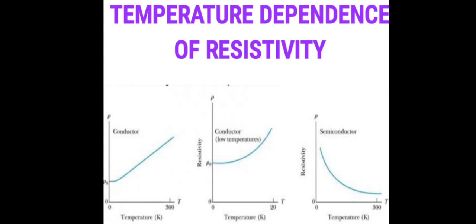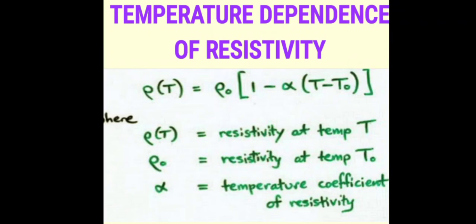Over a limited range of temperature, which is not too large, the resistivity rho of a metallic conductor at a temperature T can be determined using the formula rho T is equal to rho naught into bracket 1 plus alpha into T minus T naught. Here rho T is the resistivity at a temperature T, rho naught is the resistivity at a reference temperature T naught, and alpha is the temperature coefficient of resistivity.